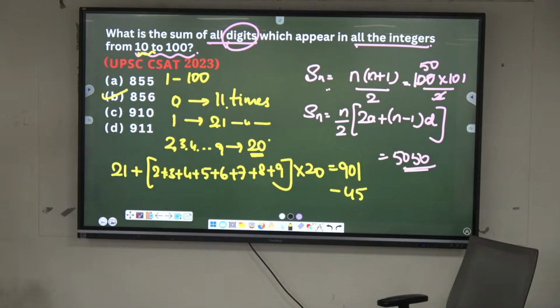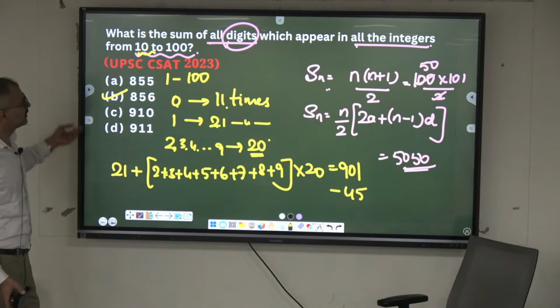Okay. This is also a very possible question. Counting of digits, the page numbers.